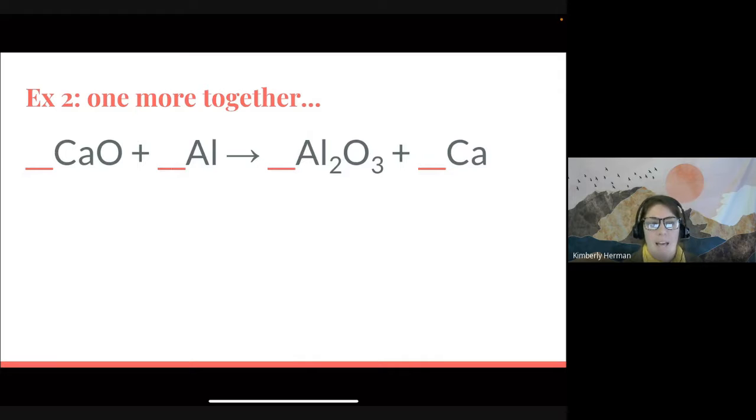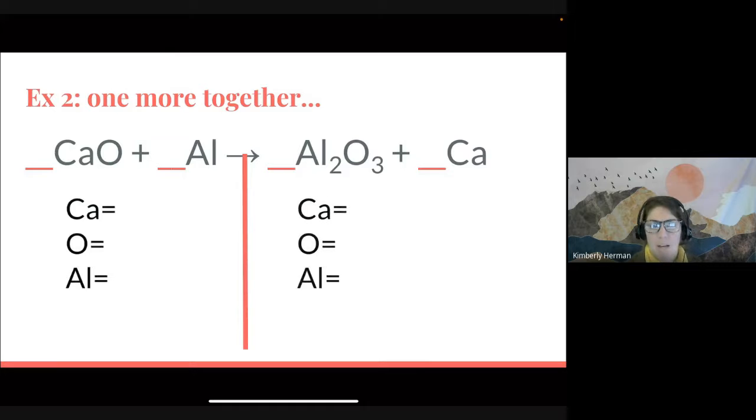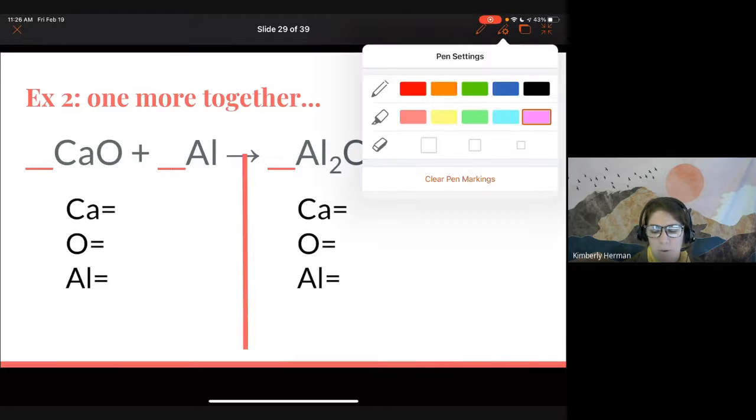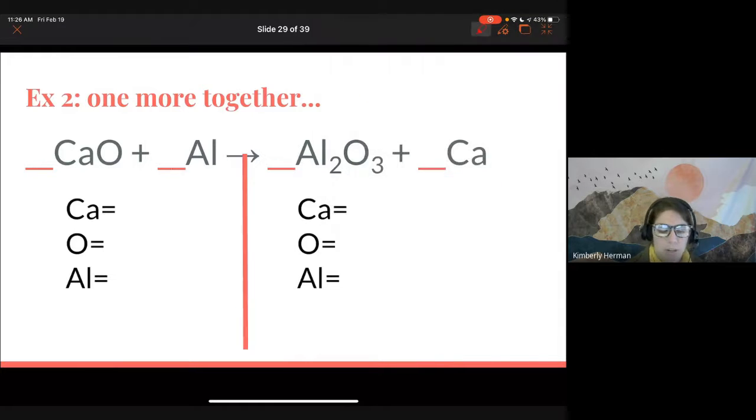Okay, we have CaO plus Al yields Al2O3 plus Ca. So remember, we're going to find our yields and draw our arrow down, and then we're going to make our list of each one that we have. Notice that the list is the same on the reactant side as it is on the product side for it. So now we're going to look and see how many we have. If there are no numbers behind it, that just represents that there's one.